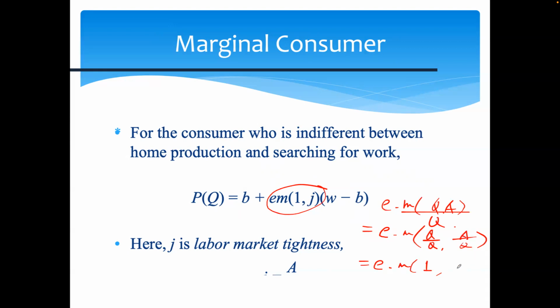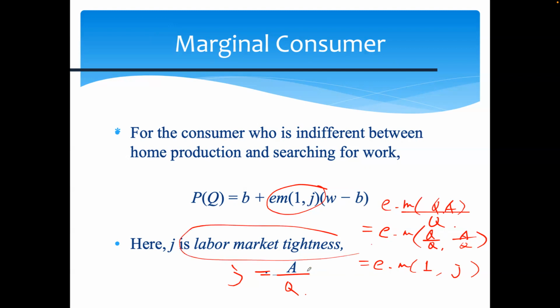Finally, we are going to define A divided by Q as J. So J is defined as A divided by Q. What we interpret this A divided by Q as is the vacancy, A, relative to Q, how many people are looking for a job. And we call this the job tightness.